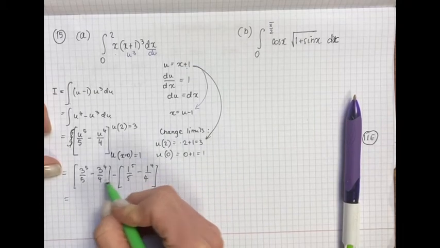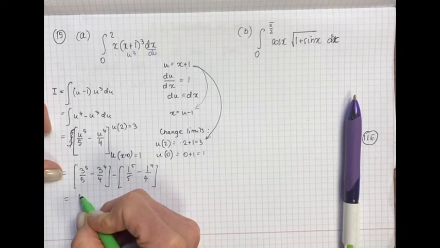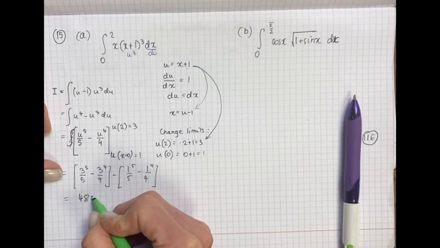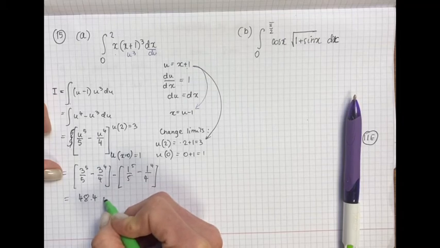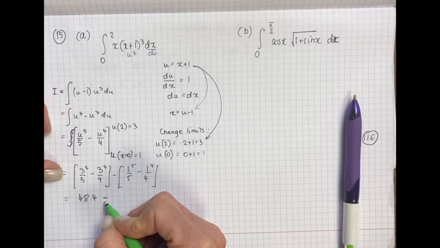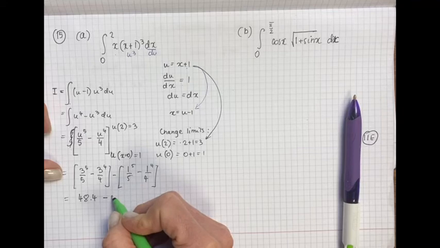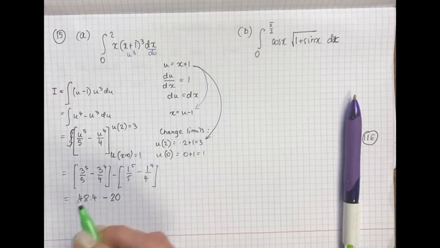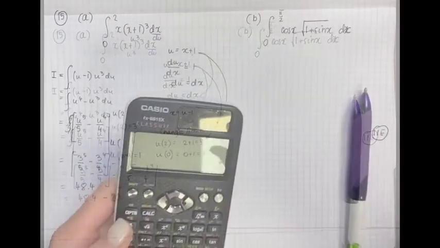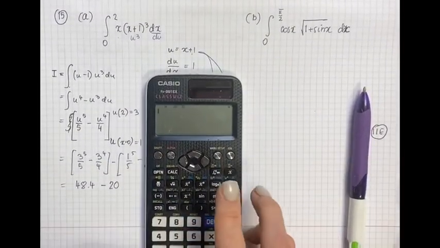So working it out, it gives us 48.4 minus 20. I don't know why that's 20 in there. I'm just copying right now because I don't have a calculator. Well, let's just check those limits in.